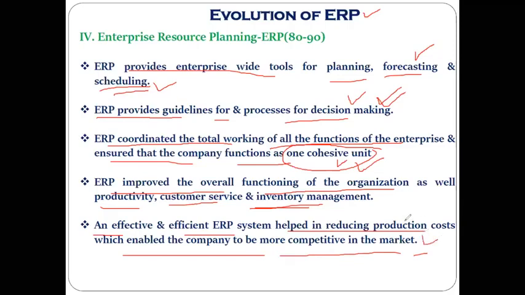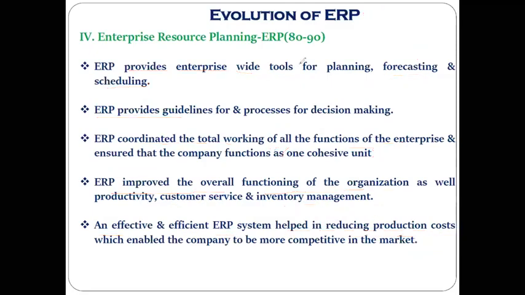So because of the ERP, production cost can also be reduced. This also we have discussed a number of times in the benefits or advantages of the information system. So this is the point, an effective and efficient ERP can help any business in reducing the production cost. And if the production cost decreases, definitely the profit of the company can increase and the share of that company in the market can also get good value.